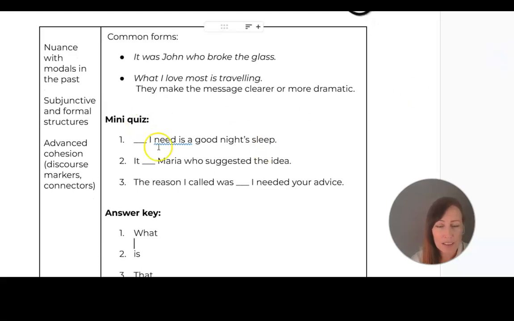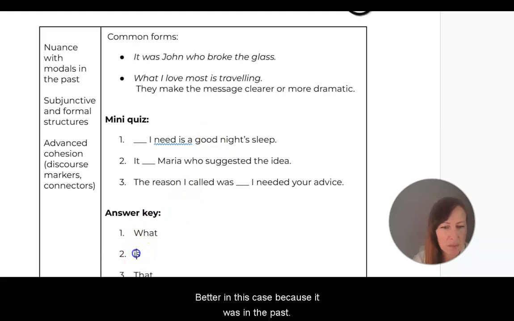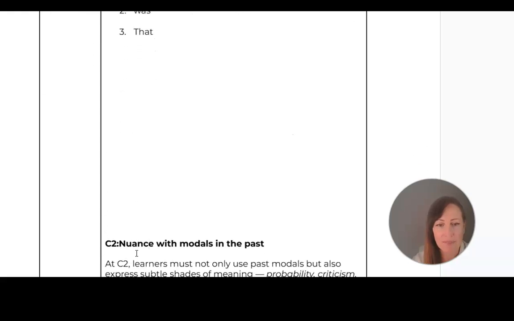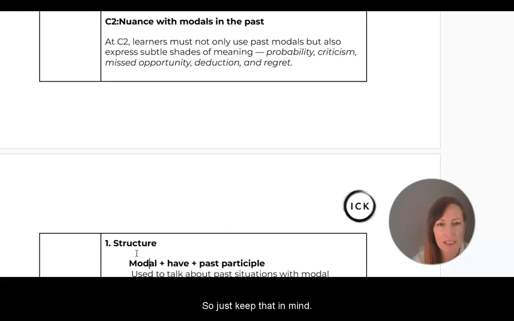Little quiz. I need a good night's sleep. What I need is. Maria suggested the idea. It is Maria who suggested the idea. It was Maria, better in this case because it was in the past. And the reason I called was that I needed your guidance, or because I needed your guidance. Okay? So just to keep that in mind.